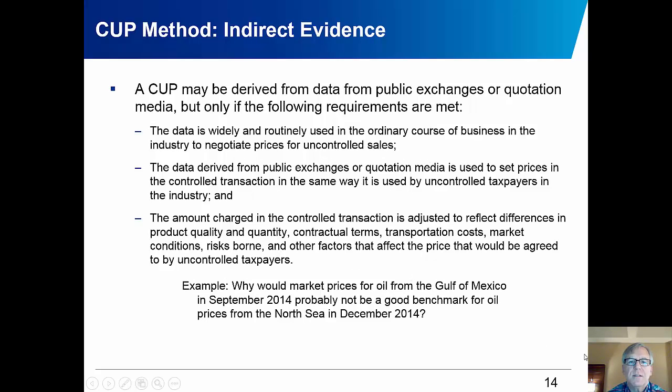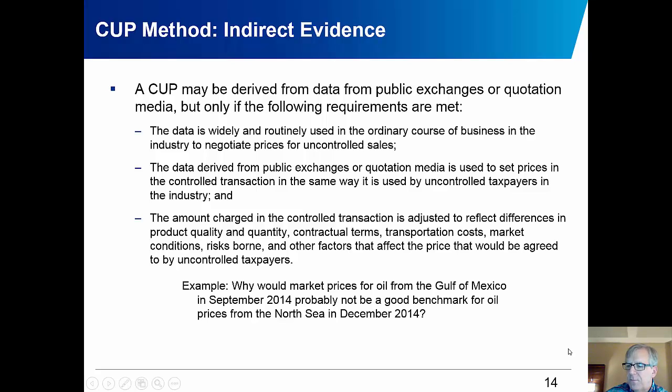Now, often this type of analysis is being done using what the regulations refer to as indirect evidence. And that is essentially finding pricing information from an outside source, often from a public exchange or a quotation media. And there are certain requirements that must be followed if you're going to do that.